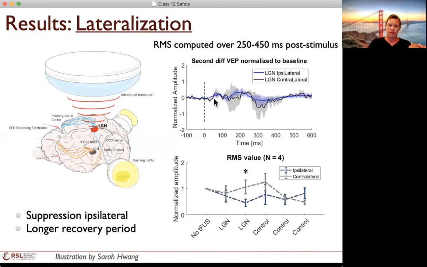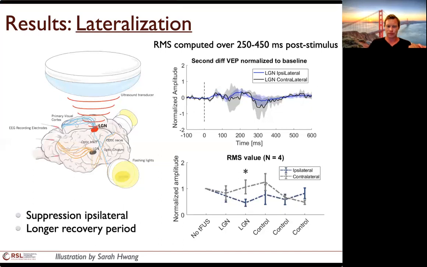Now here we didn't look at the 70-100 peak to peak, but instead we looked at all of this activity out here, across 250 to 450 milliseconds, and looked at the RMS in order to get a metric of all of that activity. Looking across 4 different animals, comparing the ipsilateral side to the contralateral side, there was a statistically significant difference in that second LGN sonication period, and the ipsilateral had more suppression compared to the contralateral.